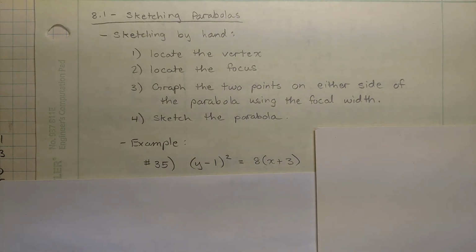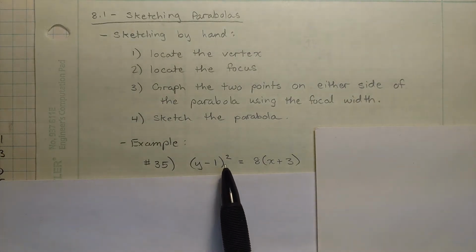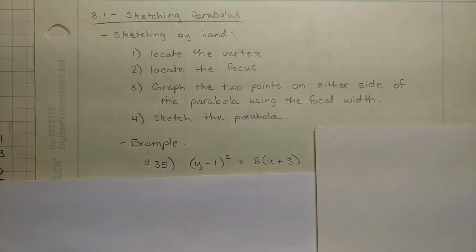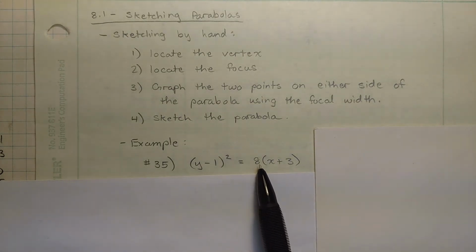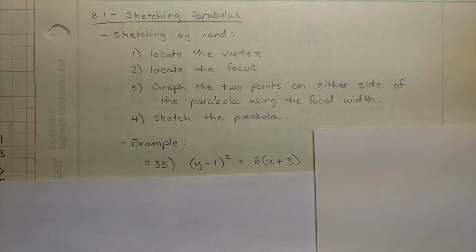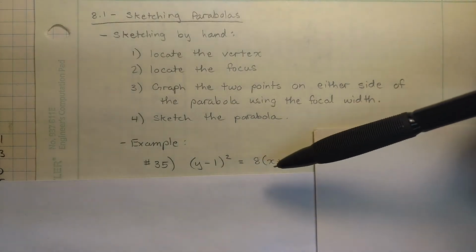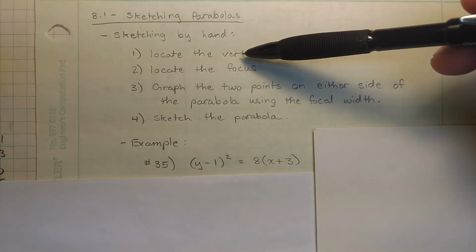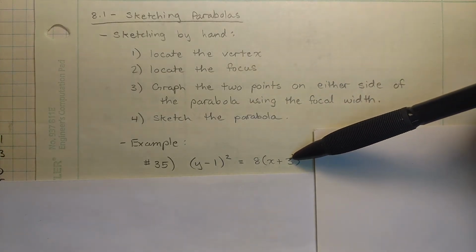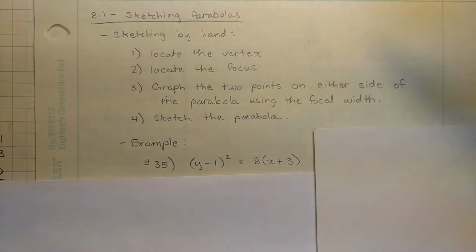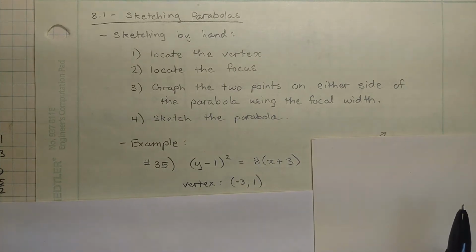We can notice some things about this right away. First, notice that the y is squared, so we know this is going to open horizontally, either to the left or to the right. We can see that our 4p is positive, so our p is positive. That means it will open to the right. So now we can follow our process. We locate the vertex. Our x-coordinate is -3 and our y-coordinate is 1. That will be our vertex.